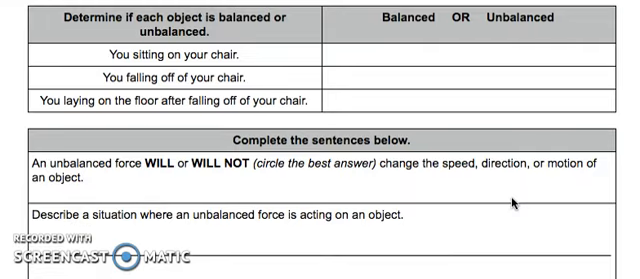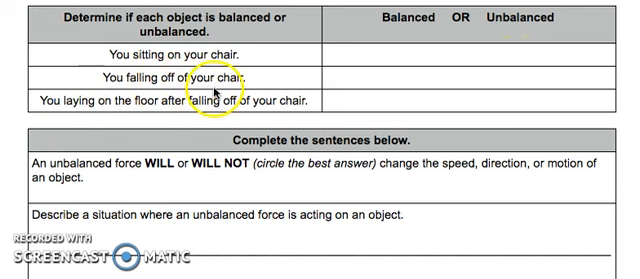Okay, students, next section. You are going to determine or decide if each object here is either balanced or unbalanced. And then you're going to write balanced or unbalanced on the blank. So the first one is you sitting on your chair. Is that balanced or unbalanced?